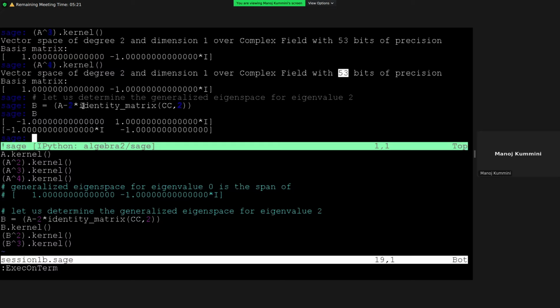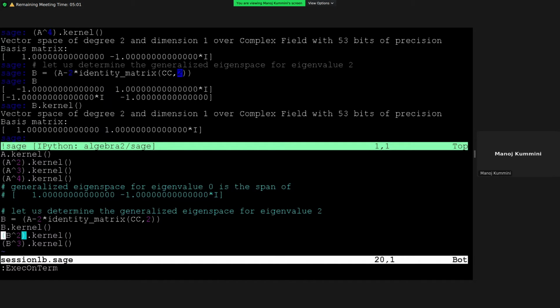Yeah, so this is the way one defines the identity matrix. You specify the ring in which you are defining the identity matrix. If you do not know what a ring is, don't worry. Here we are working with complex numbers, so just that field. Okay, and then what size? So this is what we have. I define this as B. Then I ask for the kernel of B.